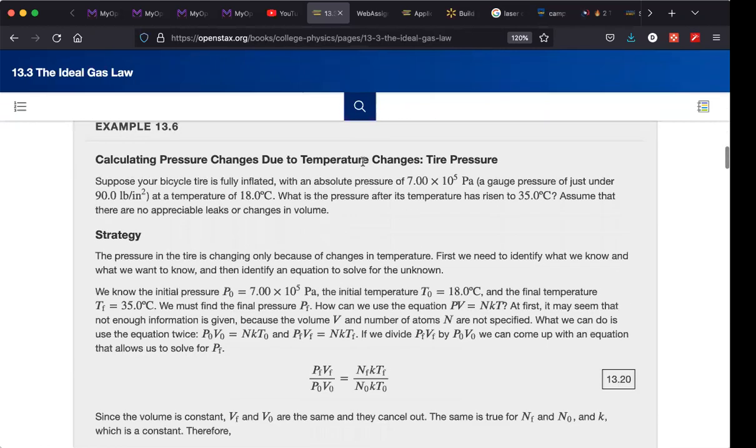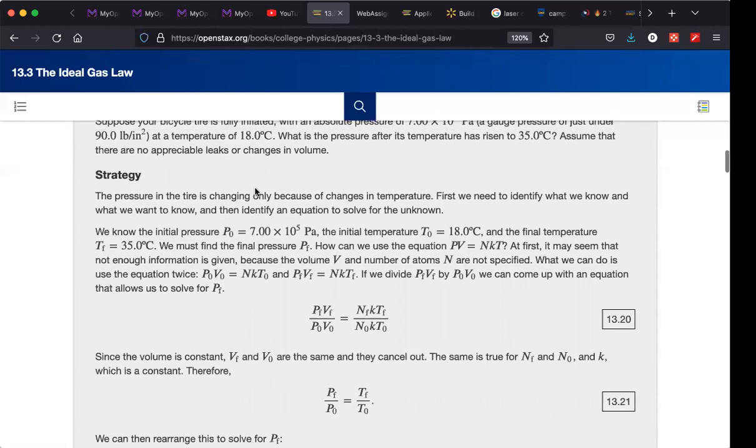So here they do a tire pressure example where they have a bicycle tire with a pressure of 7 times 10 to the 5th Pascal. That's an absolute pressure, so that's above absolute zero pressure. And the temperature is 18 degrees Celsius, and they're going to change the temperature to 35 degrees Celsius. So if you have the same pressure and you change the temperature, how is that going to change this thing?